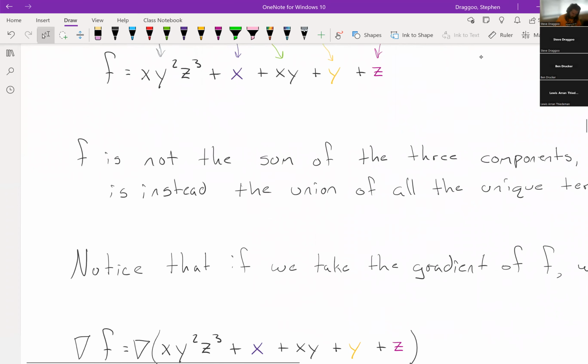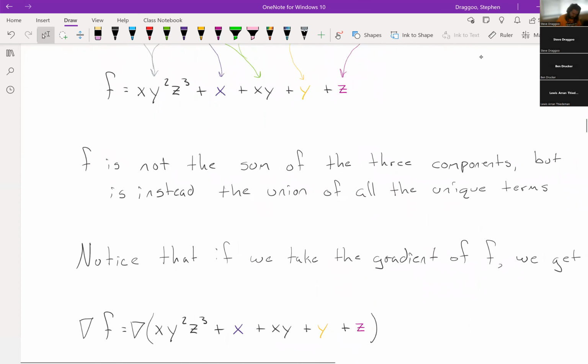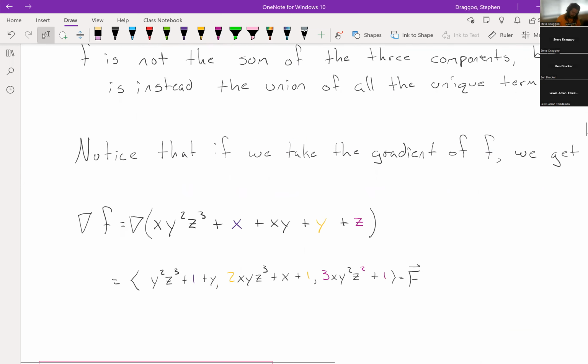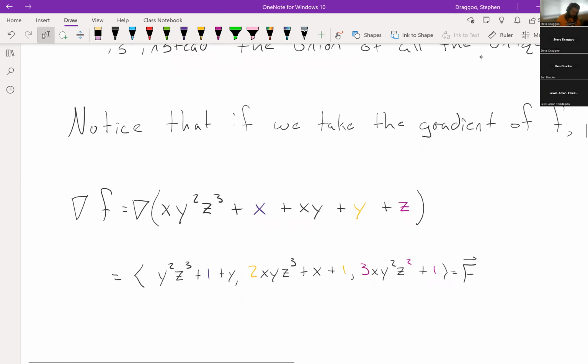Yeah, cool. So I just wrote in an extra note here. f is not the sum of the 3 components, but is instead the union of all the unique terms. And then we go through the step of taking the gradient of that function. So I've got f up here. I want the gradient of it, which means x partial, y partial, z partial. And if I take the gradient of that thing, I get back to the original field F, which is the step I'm showing out here. So those are conservative vector fields and how we reconstruct an initial function.